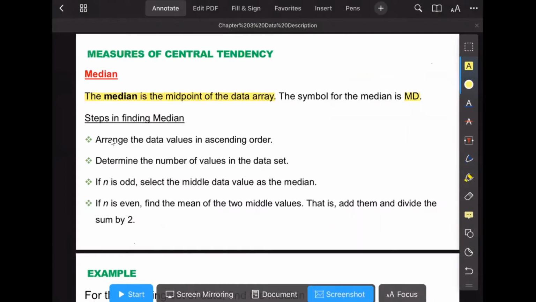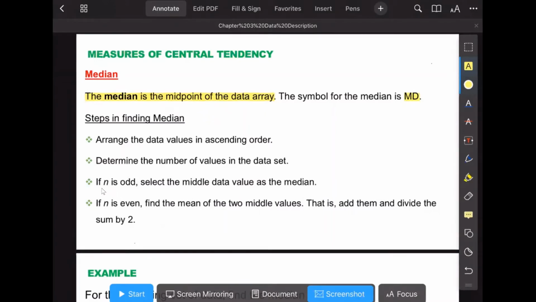Here are the steps to calculate the median. I think it's better if you copy this, if you have not printed the note catcher. The first step is to arrange the data in ascending order, from the smallest value to the largest value. The second step is to determine the number of values in the data. How many observations are there? That is n.